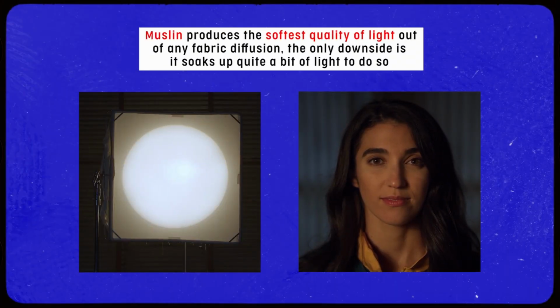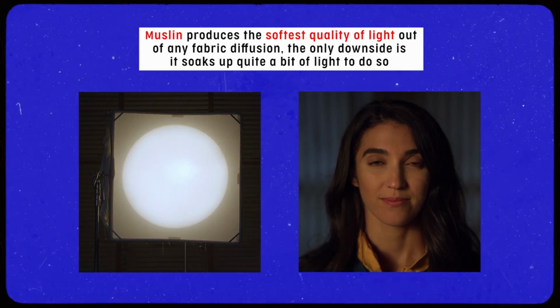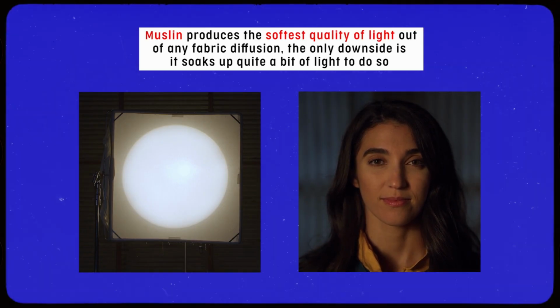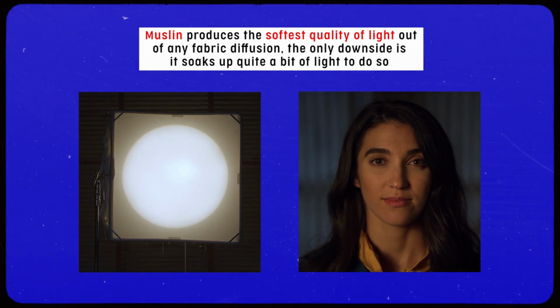I typically lean towards bleached muslin just because I don't want to deal with the warm shift in the fabric. And I've used bleached muslin as a diffusion to put lights through. I've actually used bleached muslin as a bounce because it is so thick that any light hitting it actually will send light back. So not only can you send light through it, but you can bounce light into it.